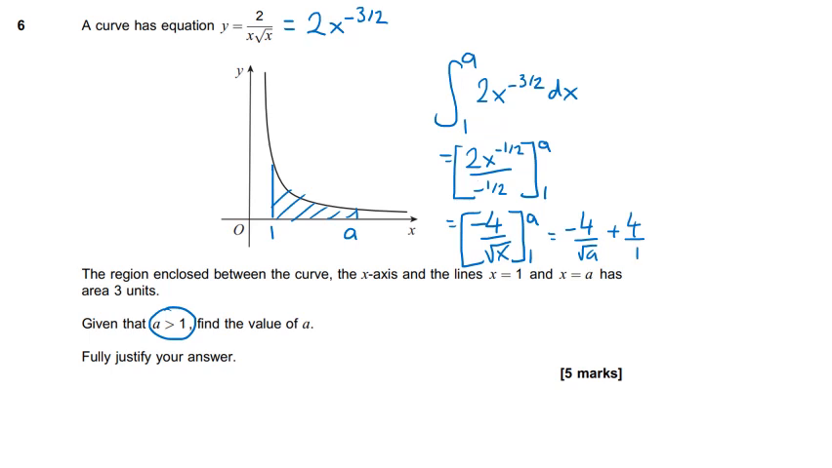And we're told that that is equal to 3. The area is 3 units. So we just need to solve that for a. So we've got minus 4 over root a is equal to 3 minus 4, which is minus 1. So root a is equal to 4, so a is equal to 16.